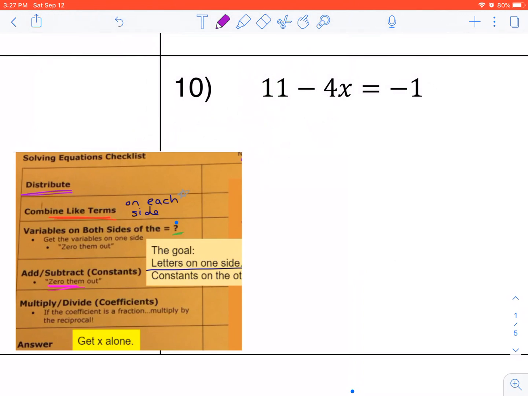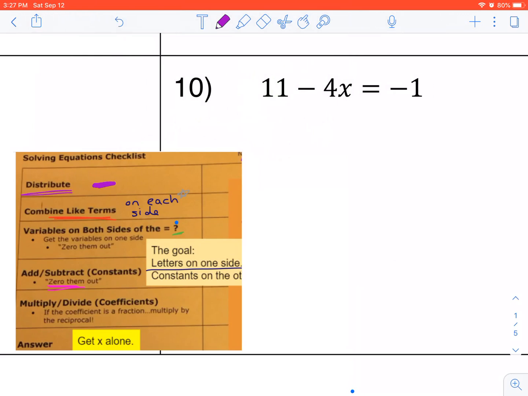11 minus 4x equals negative 1. Starting next week, we're going to be using a list of things that we can check every time. Sometimes we'll be able to skip. So first on this list is distribute.